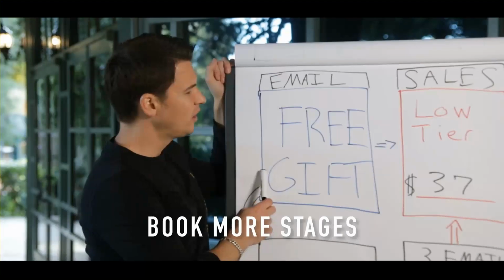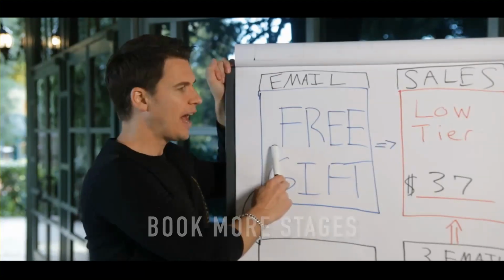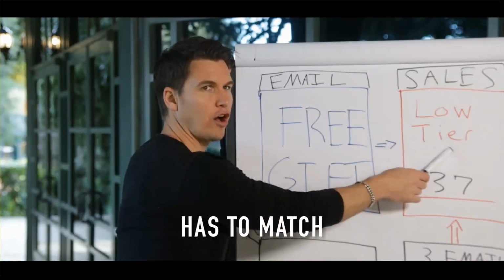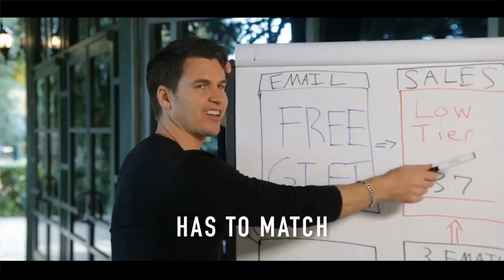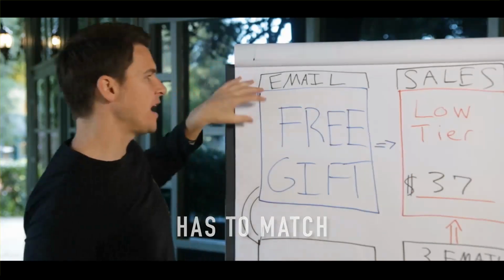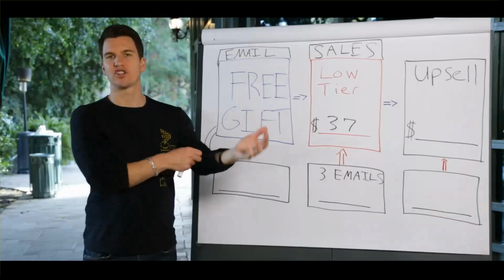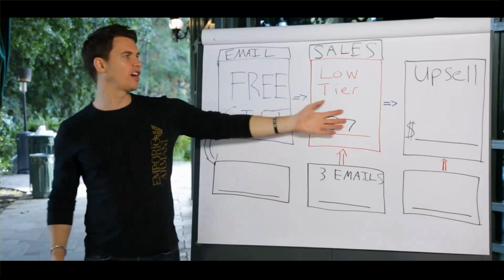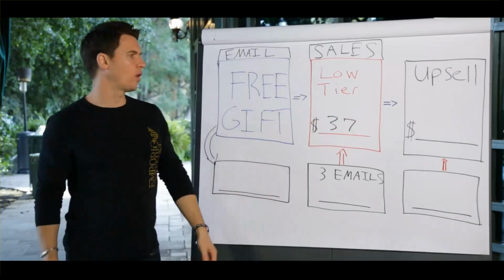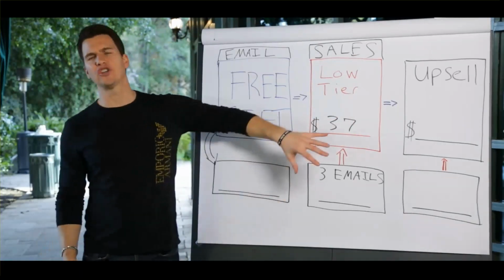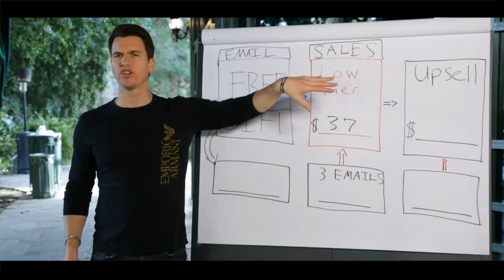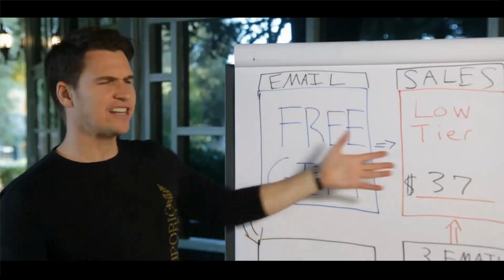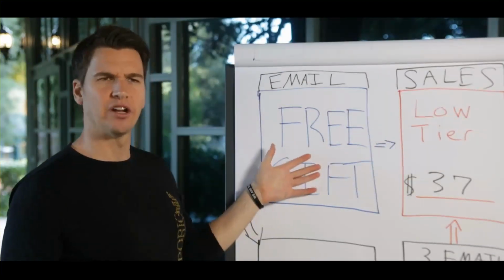And the key is that what they're opting in for has to match up with the first offer that you're going to make, the first product that you're going to sell. Like if my free gift was how to make six figures at your live events in a weekend, and then all of a sudden my low tier offer was how to shift your mindset so you can achieve more in your life, those two don't really match up that much, right?